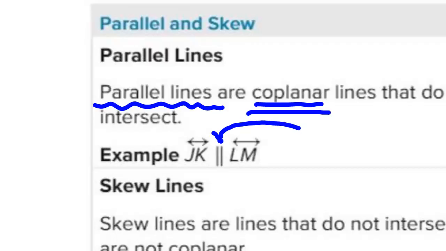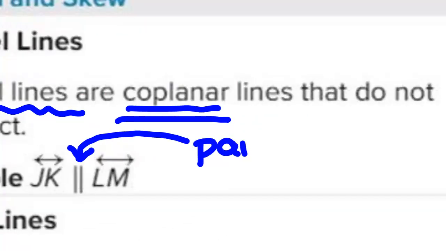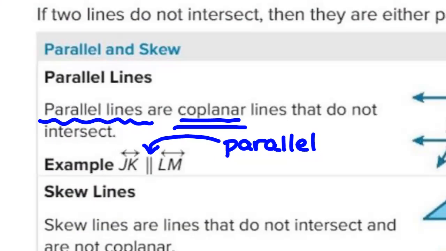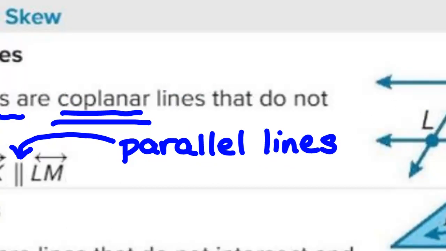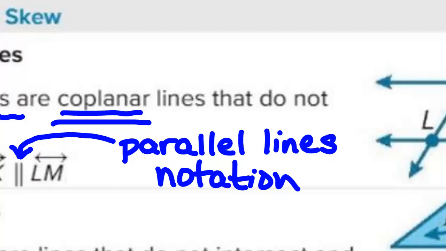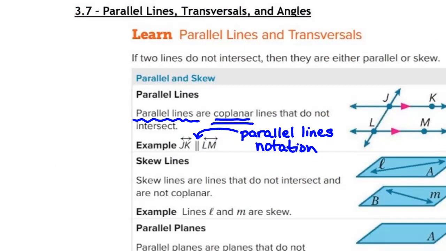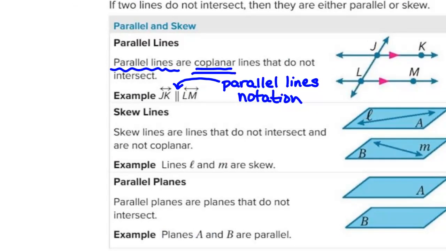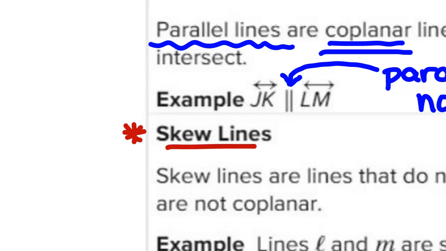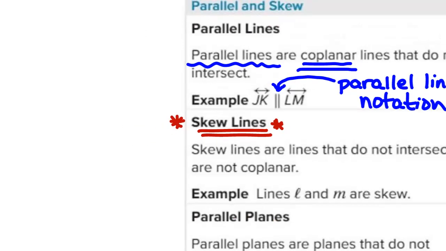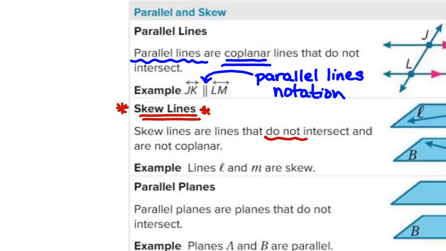This notation right here in between these two lines, that means parallel. This is the parallel lines notation. It looks like two lowercase l's side by side. Skew lines, on the other hand, do not intersect, but they are not coplanar. They are not in the same plane.